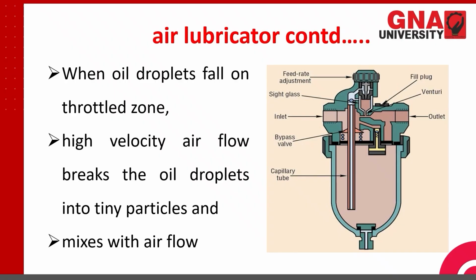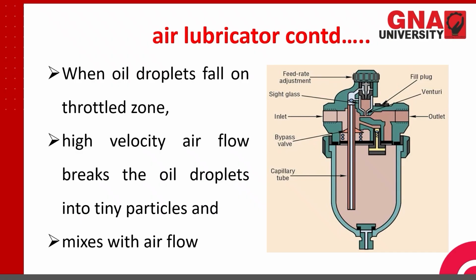Okay, now we move ahead. Air lubricator. When oil droplets fall on the throttled nozzle, so this is the throttled nozzle, the high velocity air breaks the oil droplets into tiny particles or mist. So in this throttled area, the high velocity air forms the mist of oil particles that get mixed with the compressed air, so it mixes with the airflow. Then again, this is the schematic figure of the lubricator that is being used commercially.